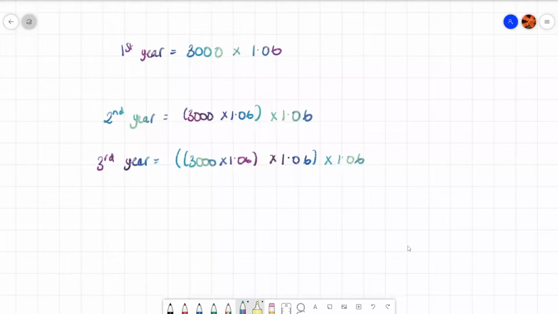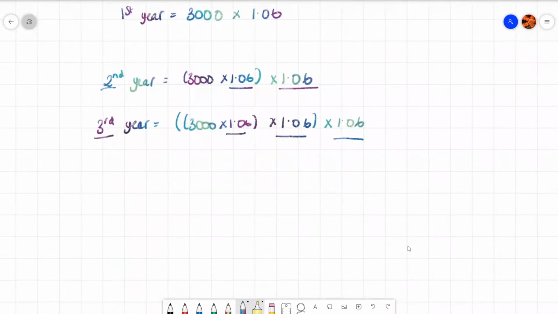And we can see here that after my first year, I just times by 1.06. After my second year, I times by 1.06, 1.06. After my third year, I'm timesing by 1.06, 1.06, 1.06. So the formula actually is your start amount times by your multiplier to the power of number of years.